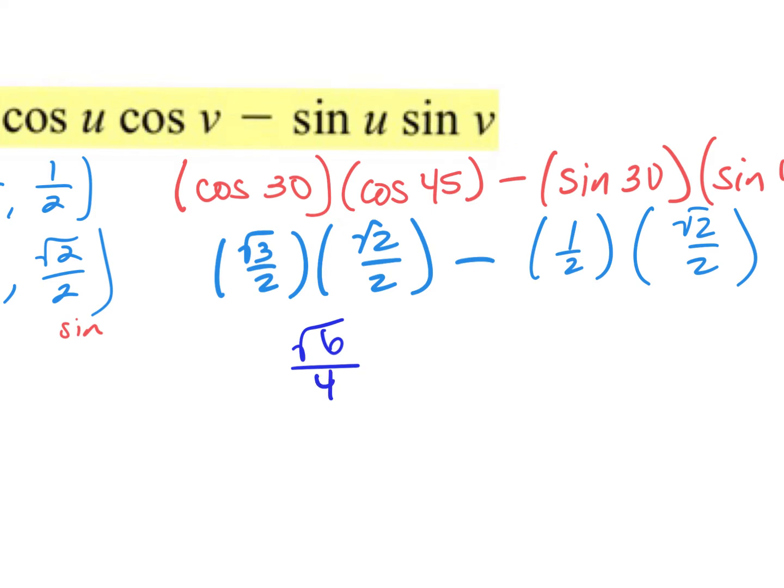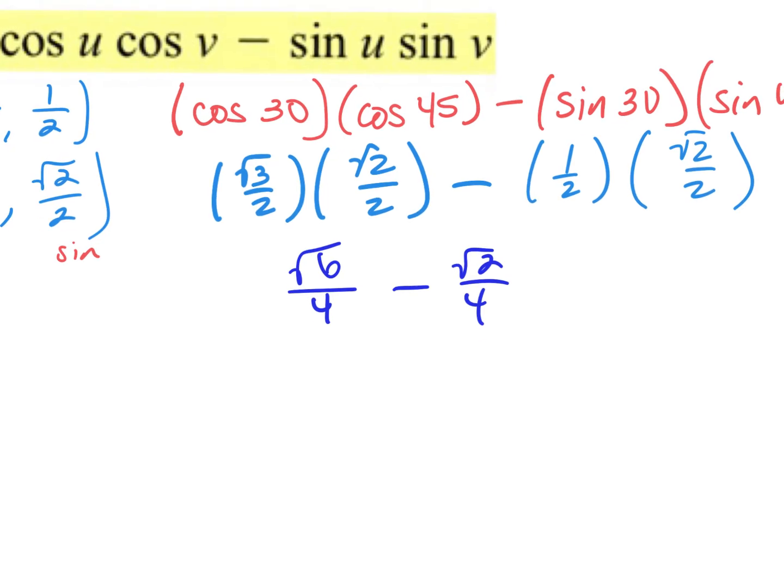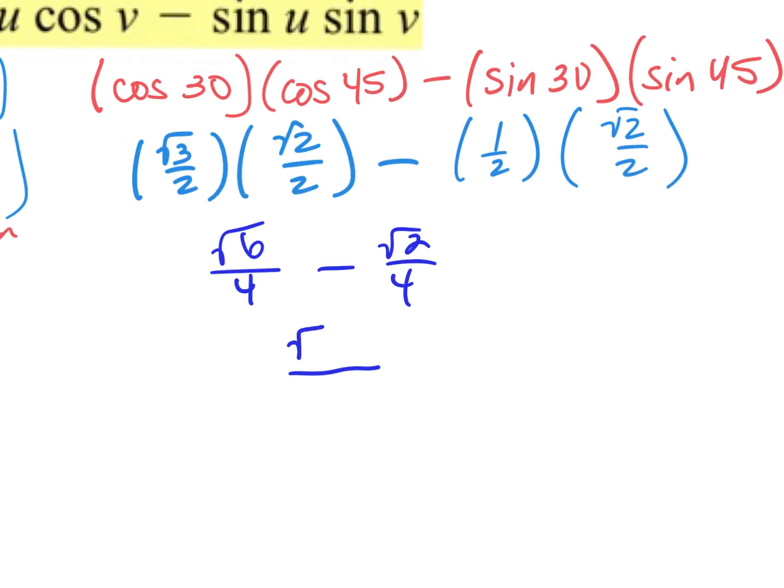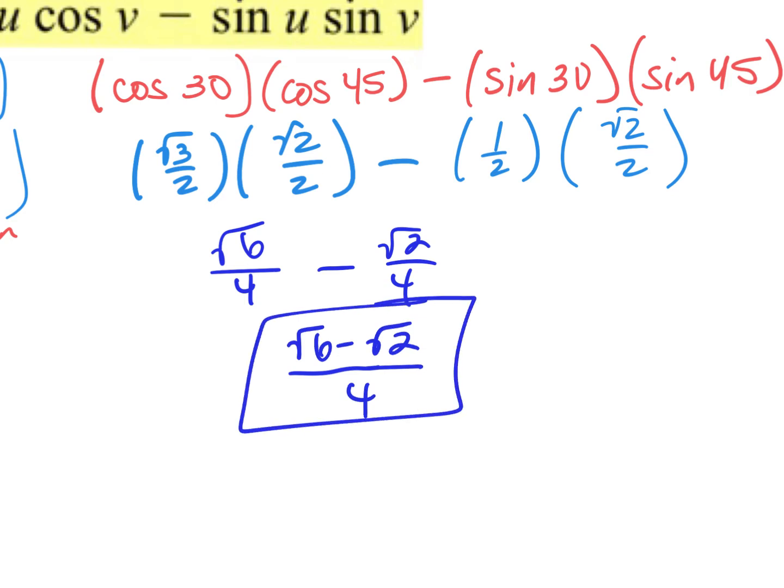Can I simplify that, ladies and gents? No, because 6 is underneath the square root, 4 is not. Okay, so I have minus, what's 1 times the square root of 2? The square root of 2 over, what is 2 times 2? 4. Can I simplify that? No. Can I rewrite this as one fraction? How can I? Because they have the same denominator. So the exact value of the cosine of 75 is the square root of 6 minus the square root of 2 over 4. And there is your answer.